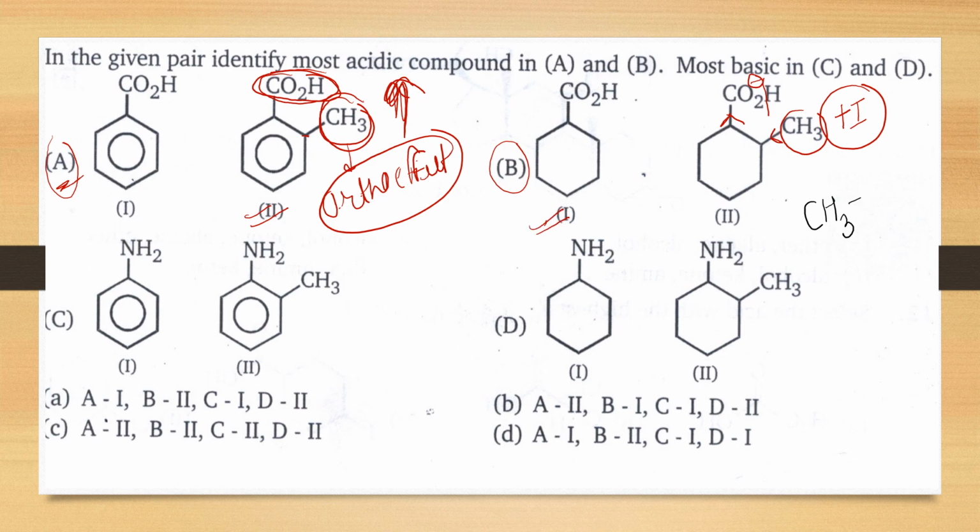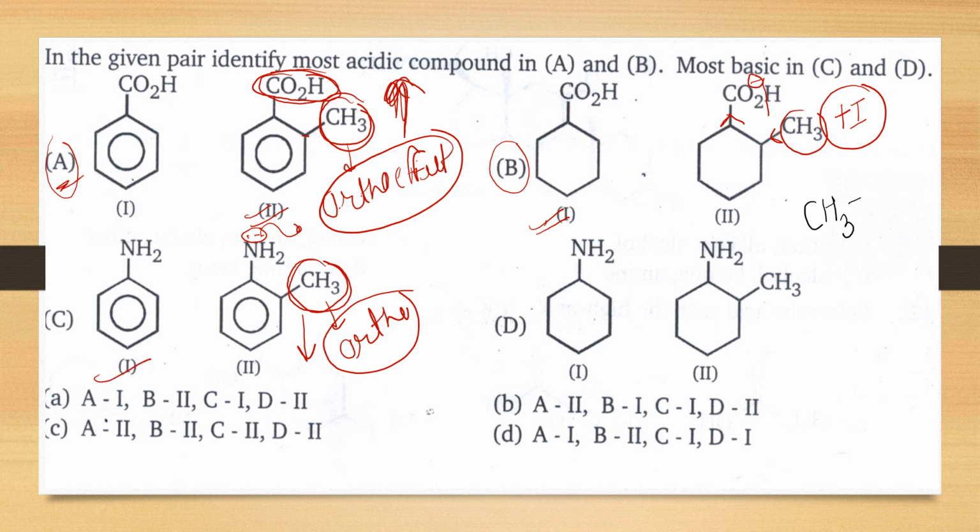Then in compounds C and D, we have to find out the most basic. There is a CH3 group. Now at aniline, if any group is present at the ortho position, then again it shows the ortho effect. But this time, what is the ortho effect? The basic strength of the amine is decreased due to the ortho effect, because if any group is present at the ortho position on aniline, then this nitrogen atom cannot donate its electron easily due to steric hindrance of the group present at the ortho position. That's why its basic strength will be decreased.